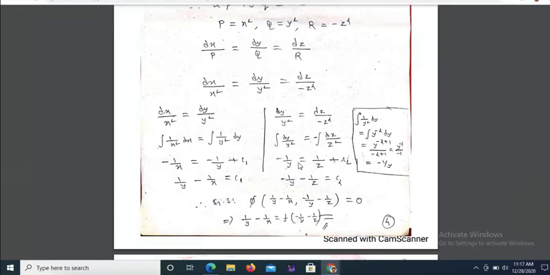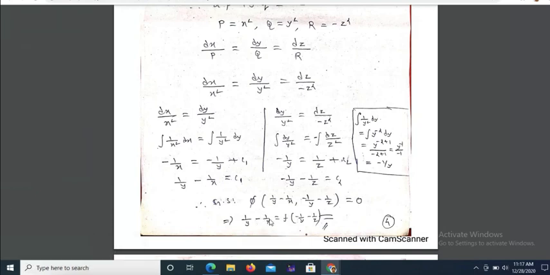After the integration, dy by y square is minus 1 by y. How is it? See, I have written: y square, if it goes to the numerator, becomes y power minus 2. So y power minus 2 plus 1 divided by minus 2 plus 1 becomes minus 1 by y. So minus 1 by y equals minus 1 by z plus c2. Transfer this 1 by z to the left side, so that it is c2. We have c1 and c2, so phi of c1 and c2 equals 0.